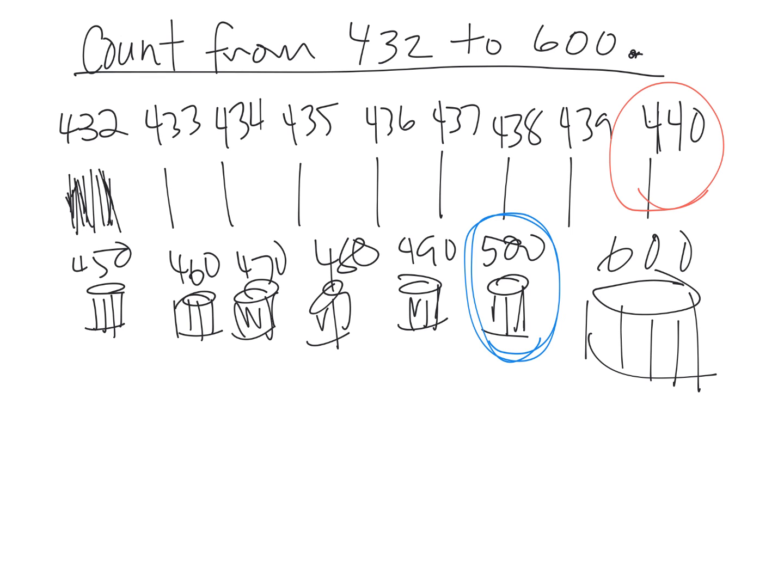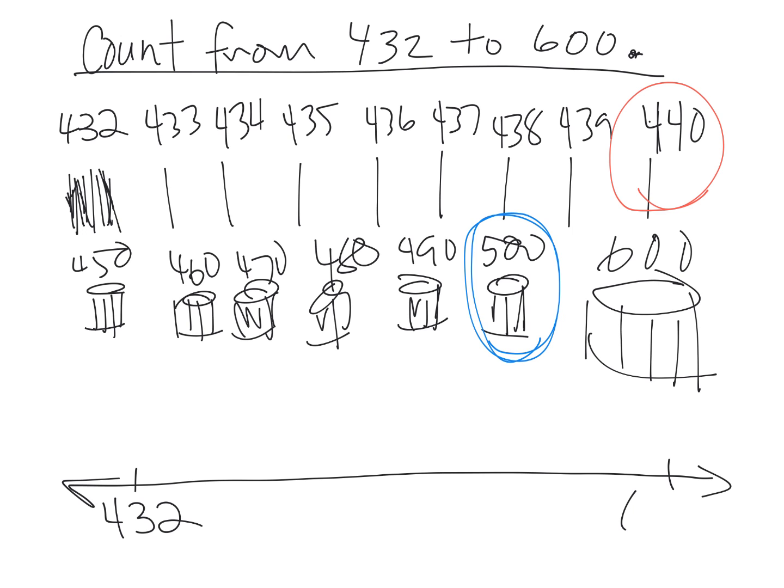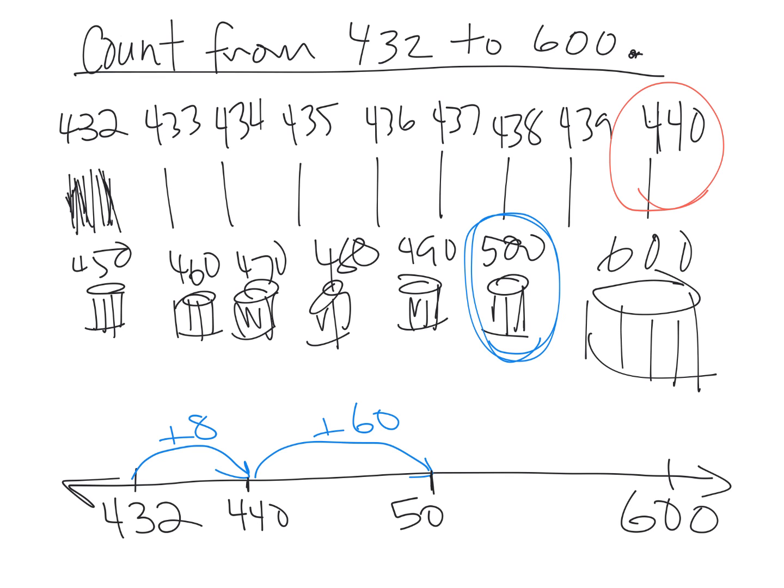Okay. Now, long term, this lesson is not talking about it, but long term, what we're doing is we're teaching students the number line. And the idea is we're starting way down here at 432, and we want to get to 600. So what are we going to do? Well, first we would add 8, and that gets us to 440. And then we would add 60, and that would get us to 500. And then we would add 100, and that would get us to 600.